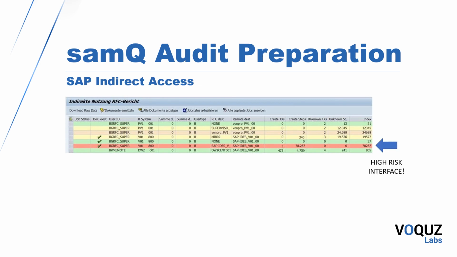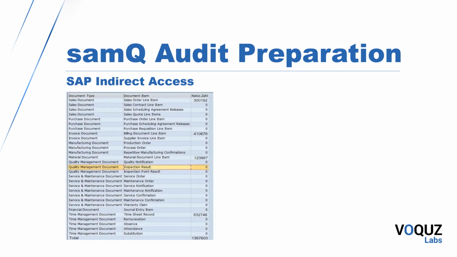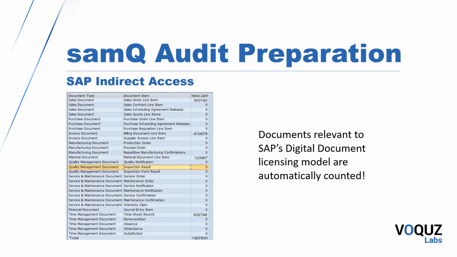samQ even measures indirect access of SAP via third-party systems and differentiates between transactional load and transaction type to classify third-party interfaces in terms of potential indirect access licensing risk. And if you have licensed digital documents for indirect use, don't worry, samQ has that covered too.